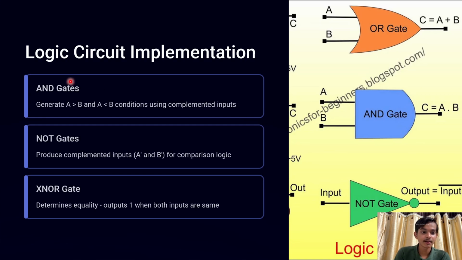This slide is about logic circuit implementation. NOT gates generate the complemented inputs, A complement and B complement. AND gates generate the A greater than B and A less than B conditions using complemented inputs. The XNOR gate determines equality because it outputs logic 1 when both inputs are the same. By combining this logic with OR and NOT gates, we can obtain the complete digital circuit. After understanding this 1-bit implementation, let us extend our topic to multi-bit comparator.